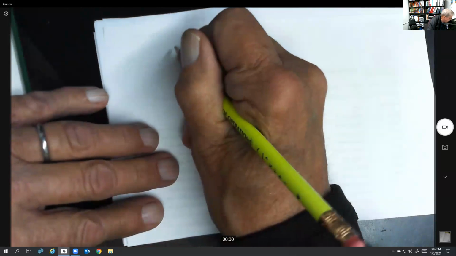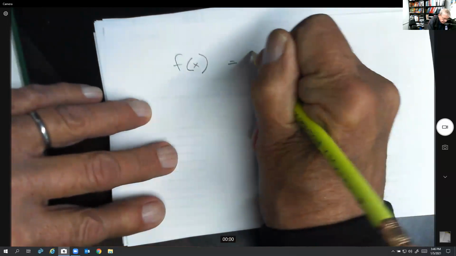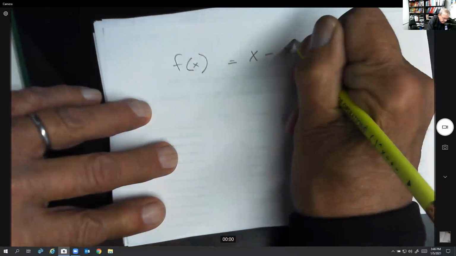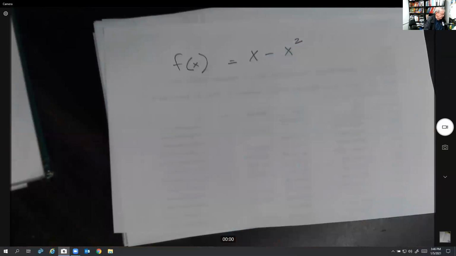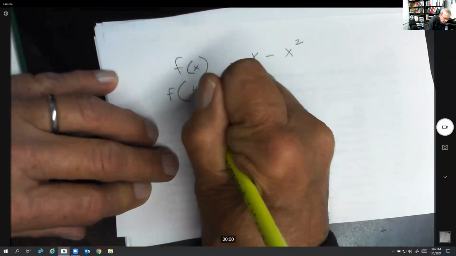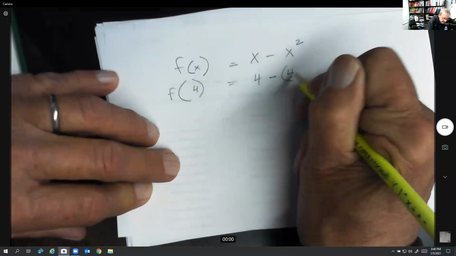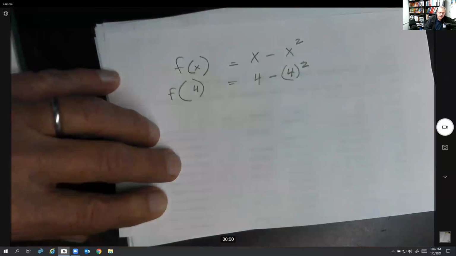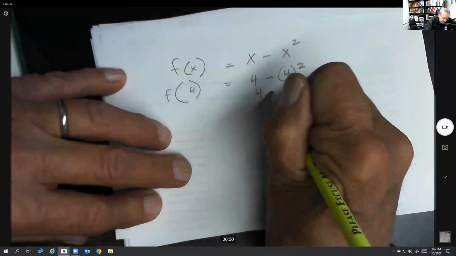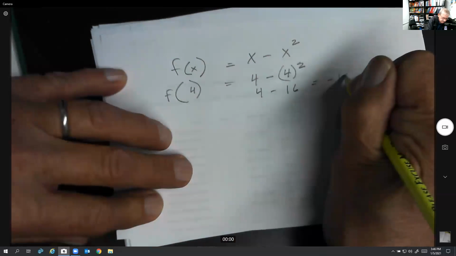So now we're going to try another one. Here's our function. This is example 5. Because I don't want to keep us here all day. Okay, so here's our function. And we're going to start off by just putting in a simple 4. Okay, so that's pretty easy. This would be 4 minus parentheses 4 squared. So that'll be 4 minus 16. So that'll be a negative 12, right?